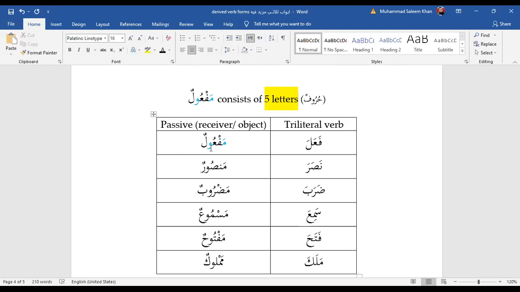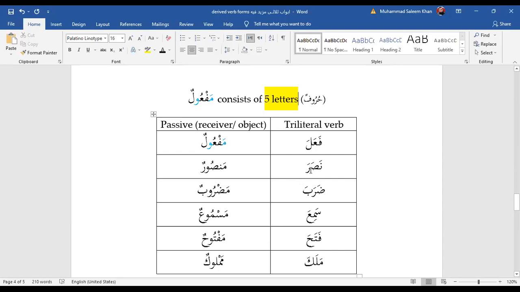So basically, how many letters have been added? Only two letters have been added, mim and waw. So mim with fatha, and then after the second root letter, waw will be added. So our maf'ul, yani passive, is ready now. For example, fa'ala, and from the fa'ala, the receiver of the action or the object will be on the pattern of maf'ulun. So the root letters do not change, they remain over there. For example, fa is here, ain is here, and lam is here. So only there is an addition of mim with fatha, and an addition of waw.